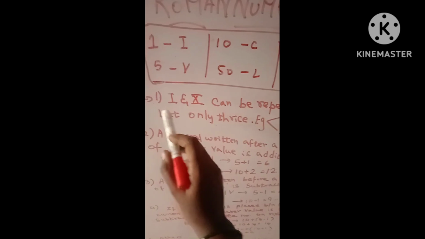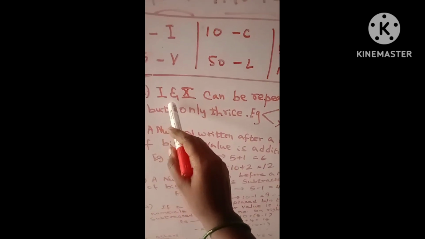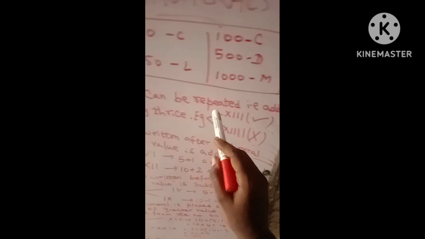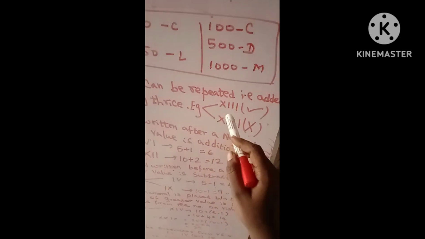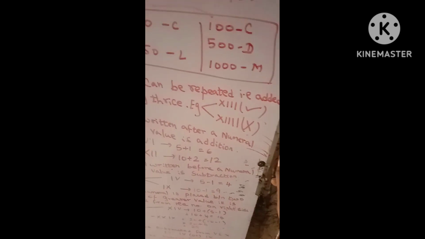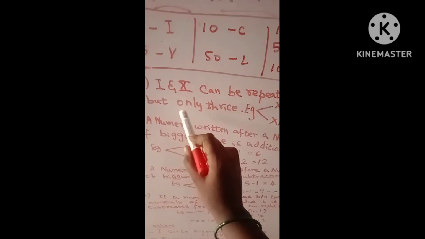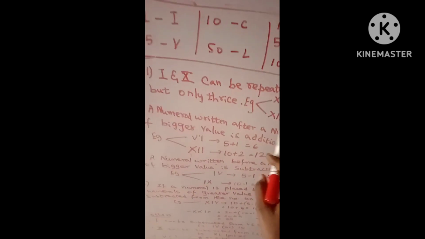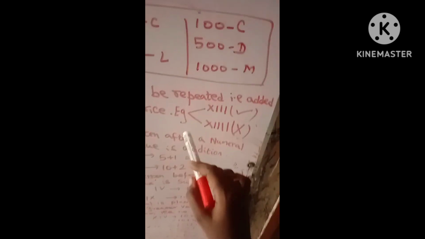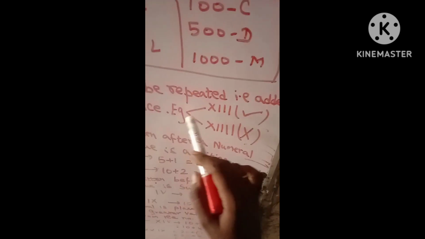So the first rule is that I and X can be repeated. Can be repeated in the sense that it can be added, but there is one small thing: only 3 times we can repeat. Not more than 3 times. So here you can see with an example.